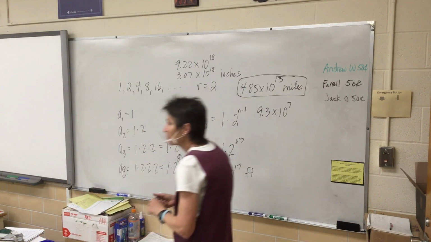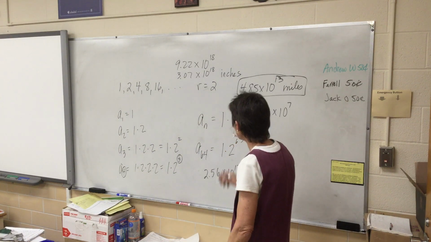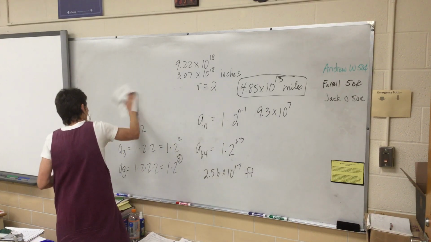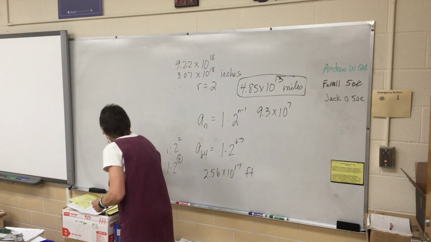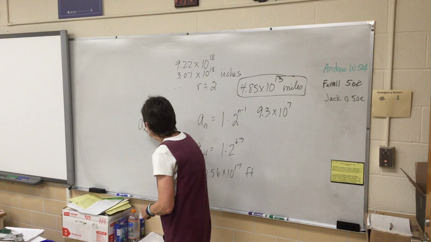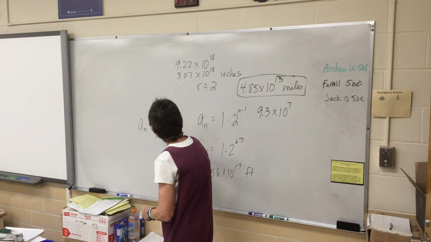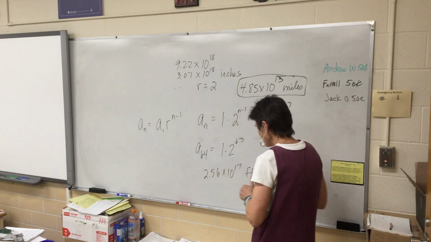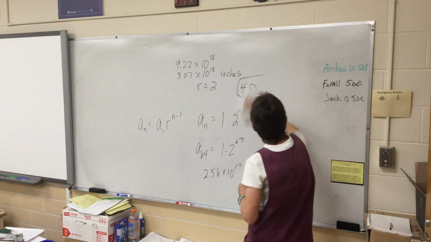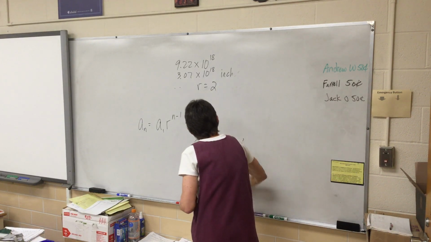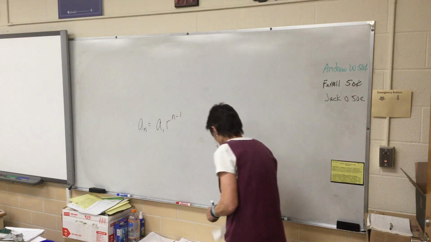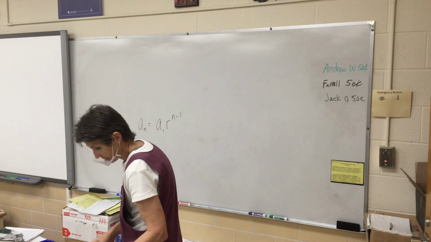Anyway, what do we need to take away from all these stories? We need to take away the general formula for a geometric sequence. The general formula for a geometric sequence, we can get it right here. A sub n is the first term times the common ratio to the n minus first power. That is how you find whatever term you want of a geometric sequence. Okay? So now we got that.